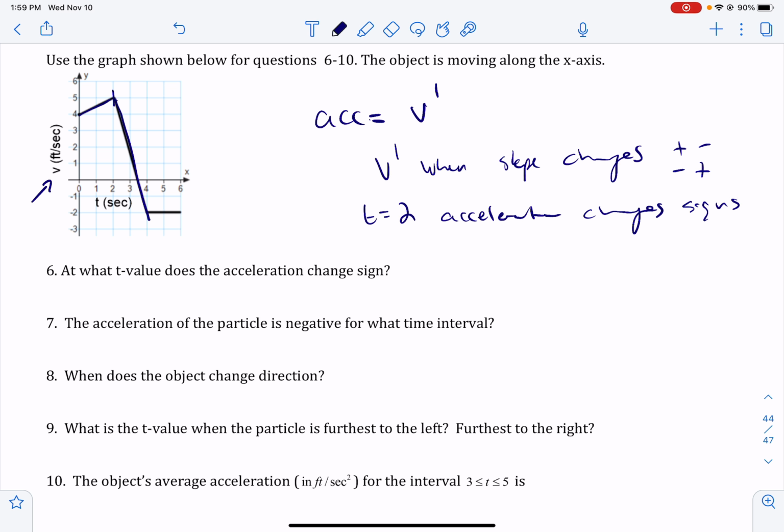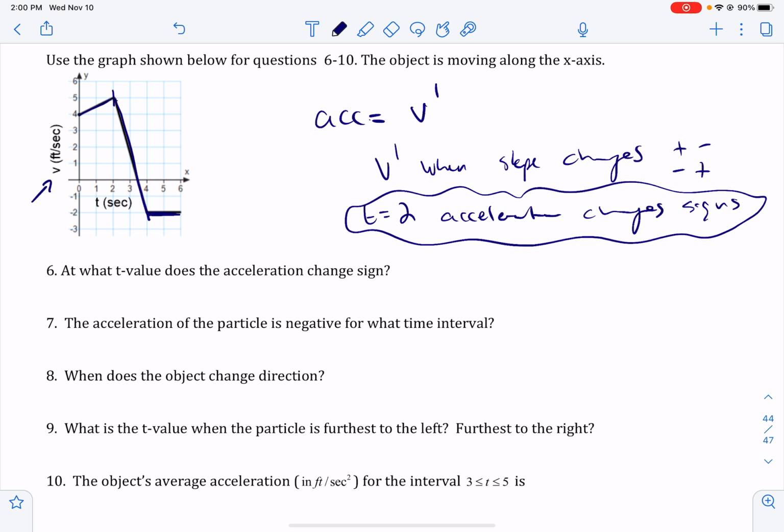But at 4, my slope is negative, and then my slope turns into 0. So I go from a negative slope to a 0 slope, which does not mean I change signs. I only change signs when it actually goes from a negative to a positive or a positive to a negative. So t equals 2 would be the only place that my acceleration changes signs.